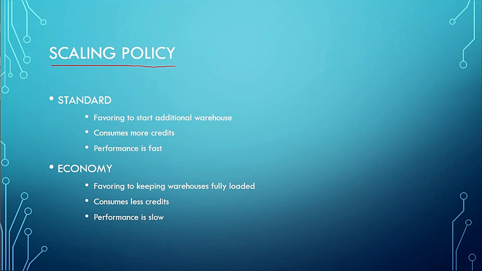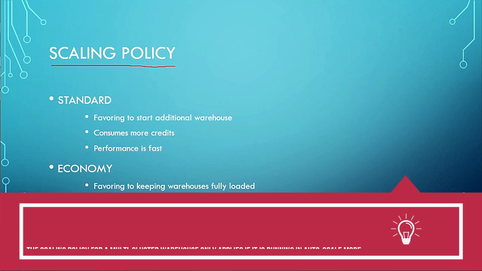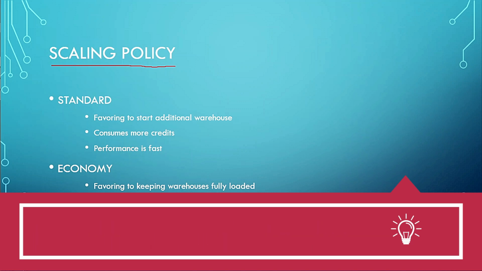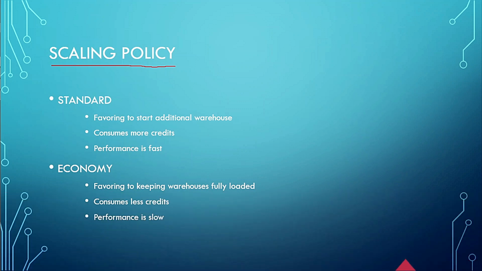One key note is, as we learned multi-clustering in the last Snowflake video, multi-clustering provides two modes. One is auto scale and the second is maximized mode. Scaling policy applies only when we select auto scale multi-clustering, because in maximized mode all warehouses run concurrently, so there is no need to start or shut down an individual warehouse. Let's look at the options provided for the scaling policy in Snowflake. One is standard and the second is economy.